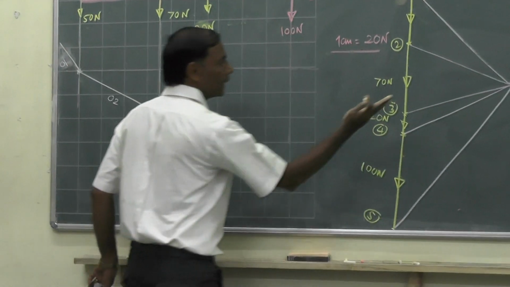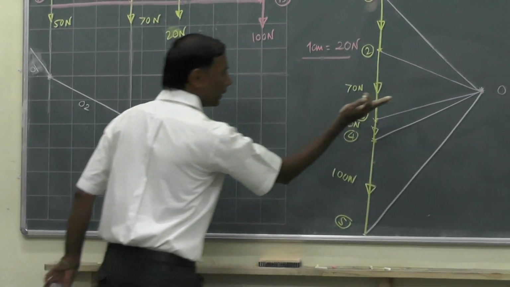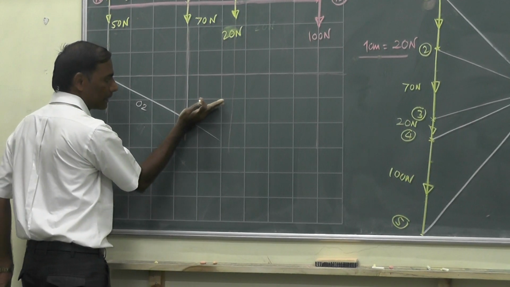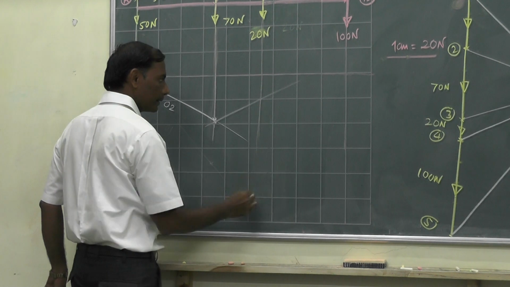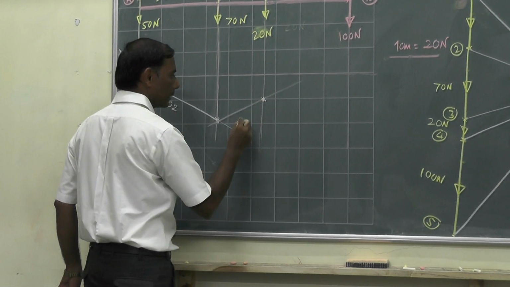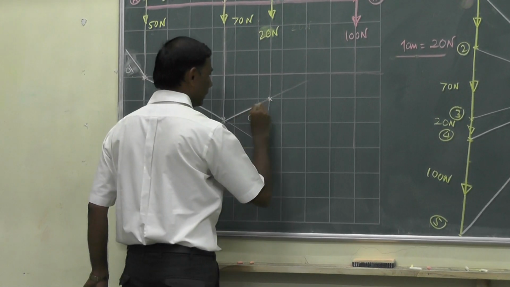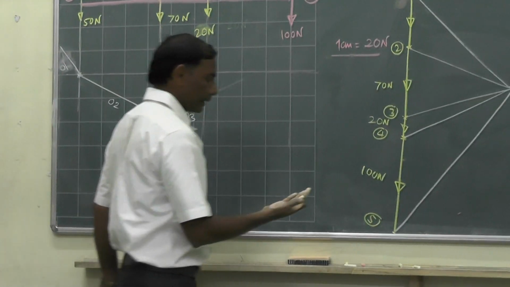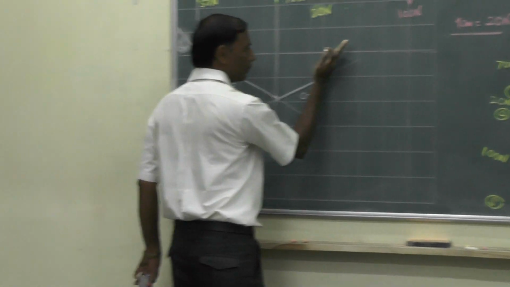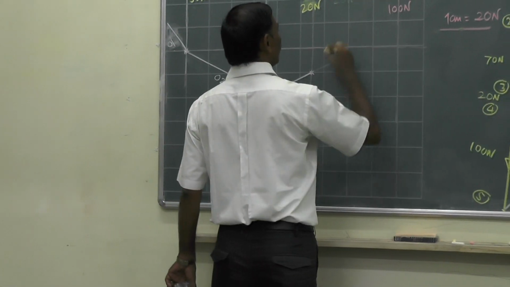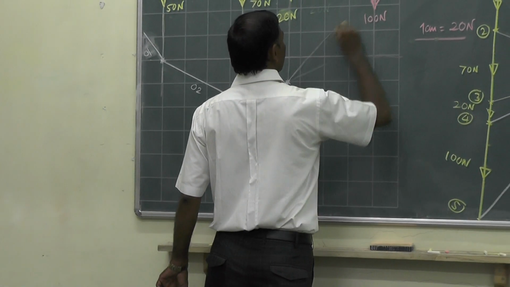Now the O3 line is parallel to the CE line from this intersection. Wherever it cuts this extension, somewhere here it has cut. So this is the O3 line. The second last line will be the O4 line, the line parallel to O4 but from here. So O4 will cut somewhere here.